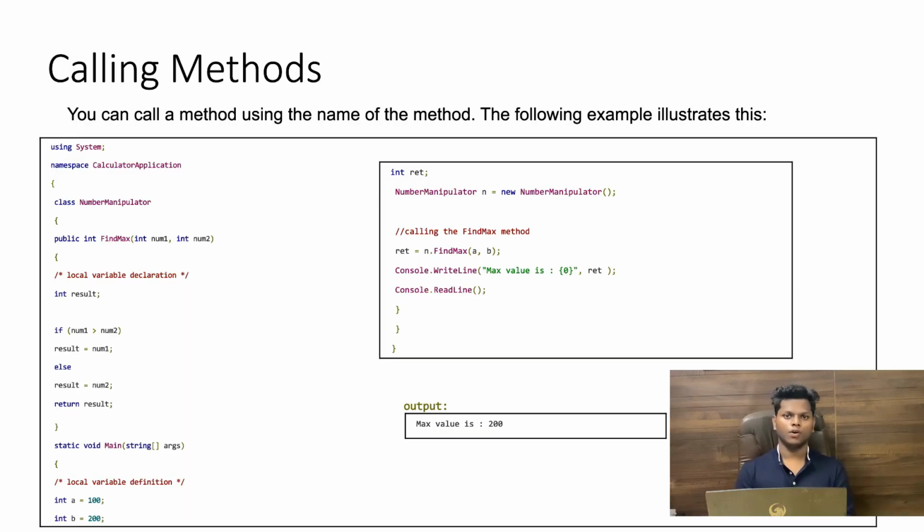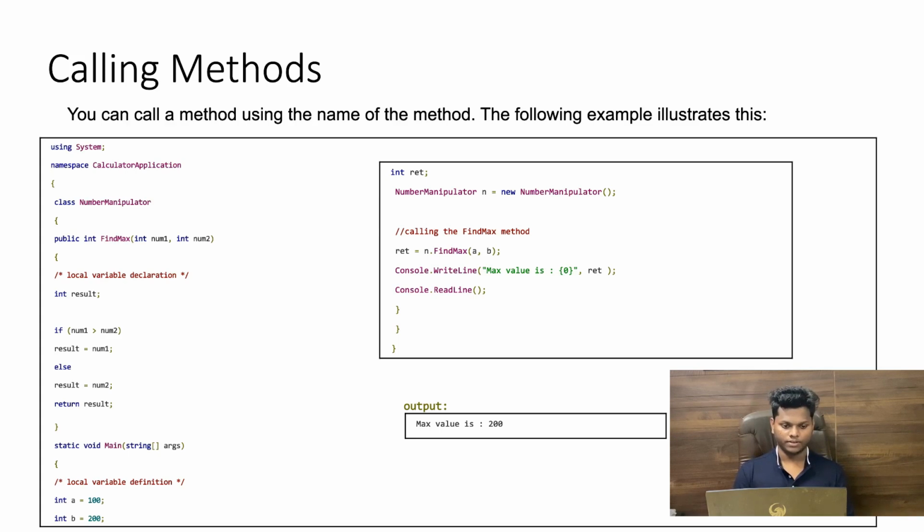Okay, so now methods. As you have seen, a method contains a number of statements to perform a particular task. A method can have a number of statements inside it. In C sharp, every program has a method named main. Main method is the starting point of the program. First we define the method and then we make a call to use it. For calling the method, you can call a method using the name of the method. The following example illustrates this.